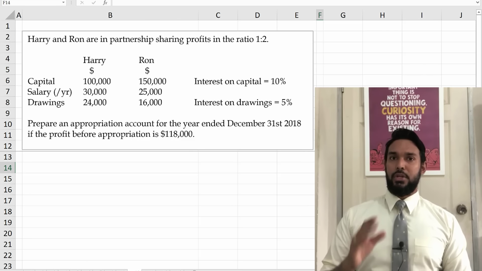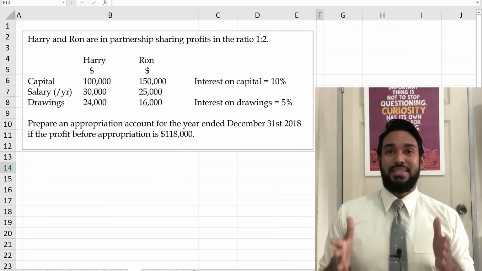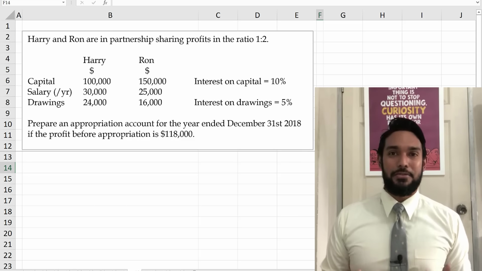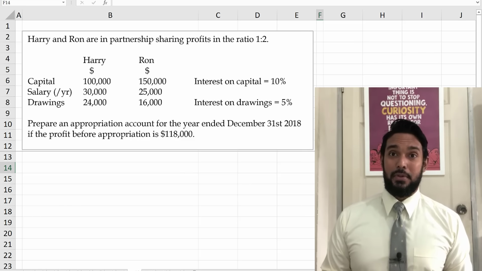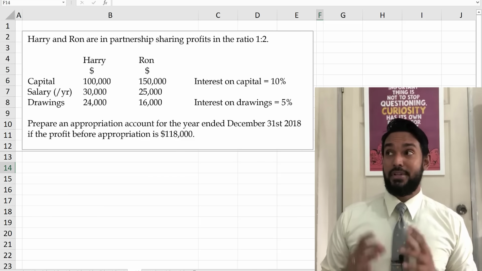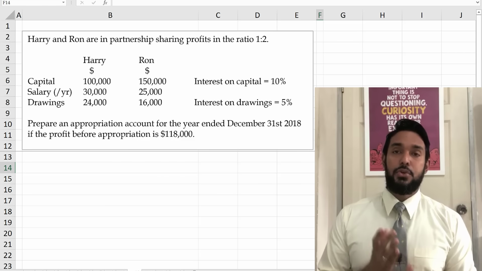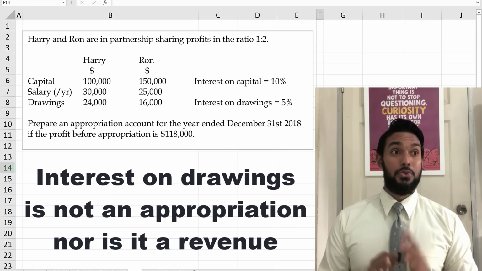They might say, look, we don't really want our owners or partners taking out resources and leaving us with little to no resources, or not enough to take advantage of opportunities or to operate, generally speaking. So what we're going to do, we're going to charge them interest. So you want to borrow money, fine, but it's like a loan, so you have to pay us back plus interest. Now, the interest on drawings is not an appropriation, nor is it an expense, nor is it a revenue.